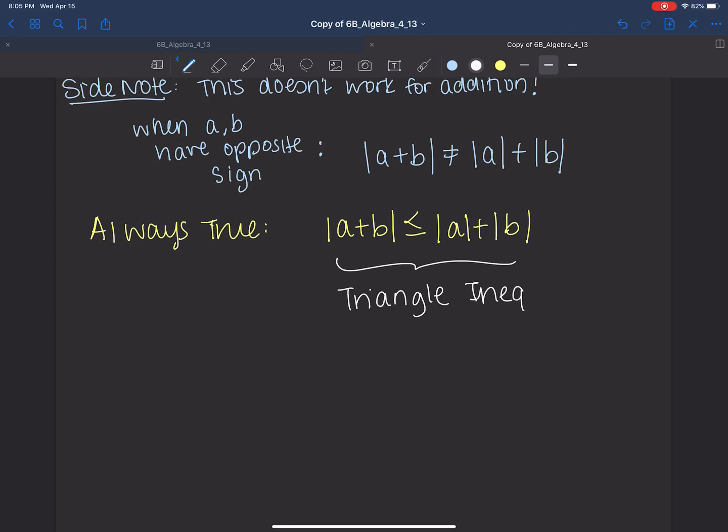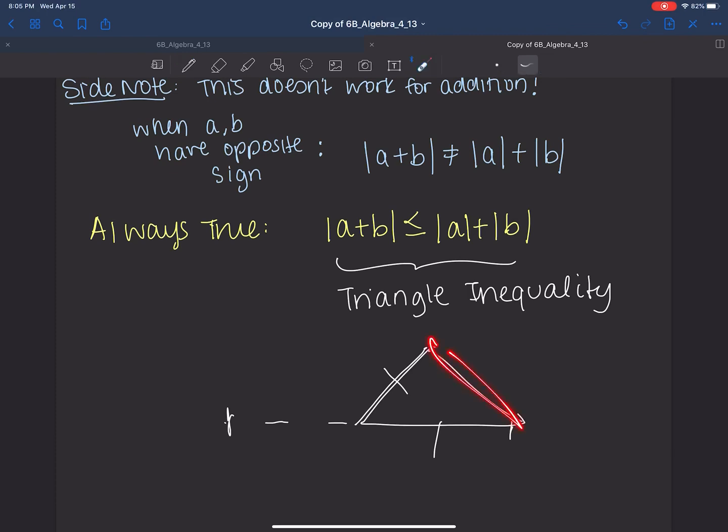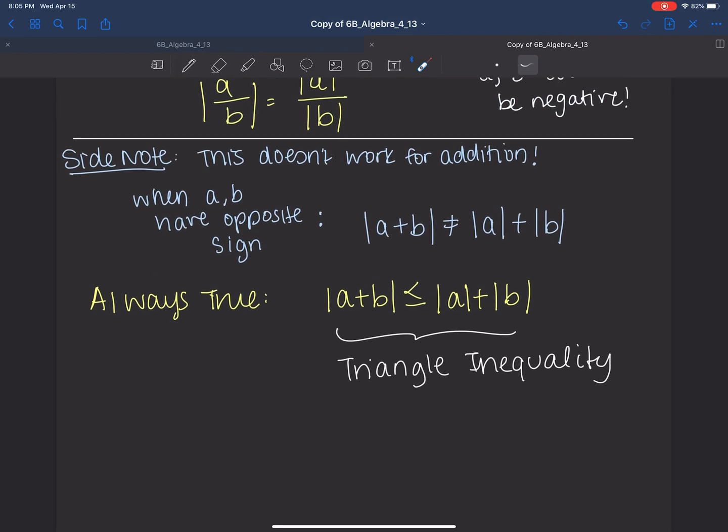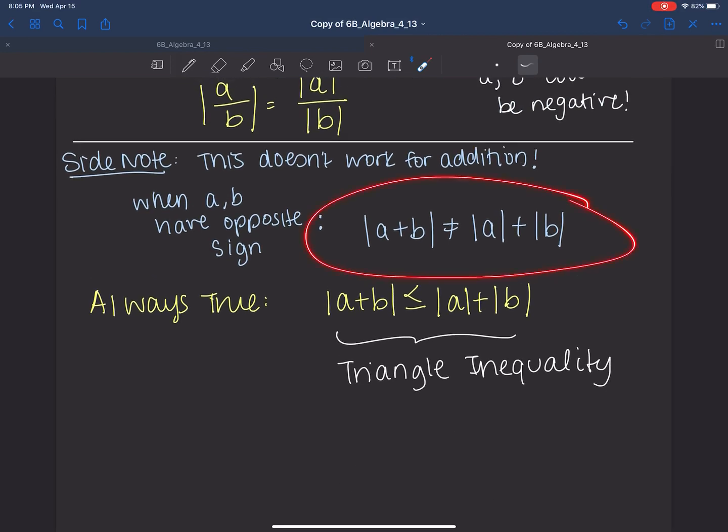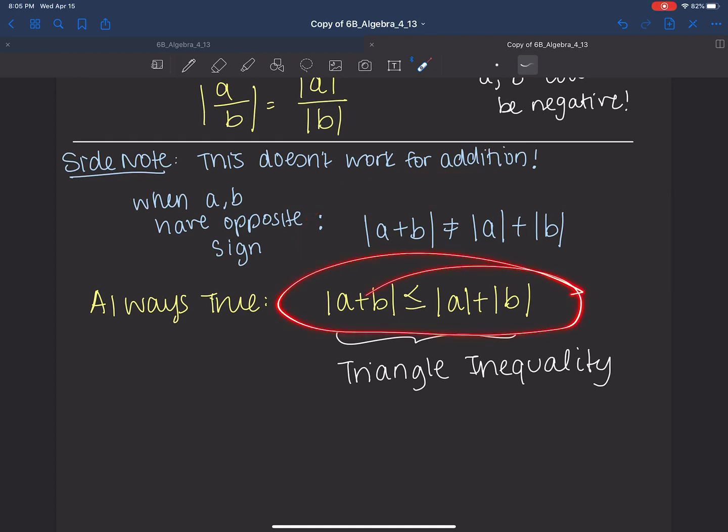Why does triangle come in? Well, it's similar to the idea that in a triangle, when you add any two of its edges, the sum of the lengths has to be longer than that third edge. This is something you might see in geometry. So even though this blue statement is not always true, we still get something really nice in the yellow statement.